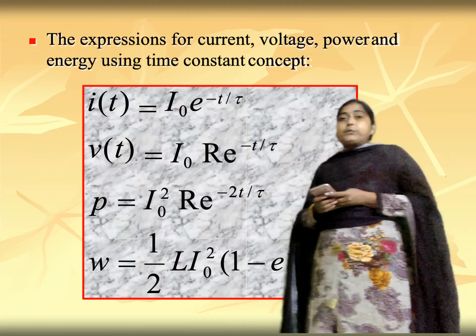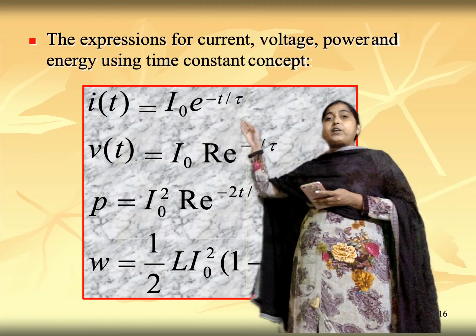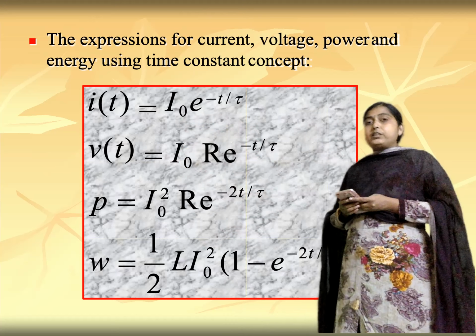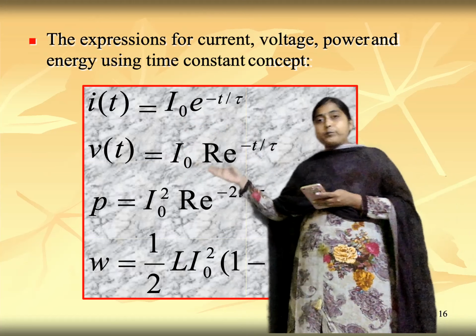Now, the expressions for current, voltage, power and energy using the time constant concept, by substituting L by R as tau, we can write I of t as I naught into e to the power minus t by tau, where tau is the time constant and I naught is the initial current which we have assumed. Similarly, V of t can be written as I naught into R into e to the power minus t by tau. Similarly, power and energy W are represented with their corresponding expressions. So, these are the current, voltage, power and energy observed and stored in an RL circuit with time constant tau. So, this is about the analysis of an RL circuit.